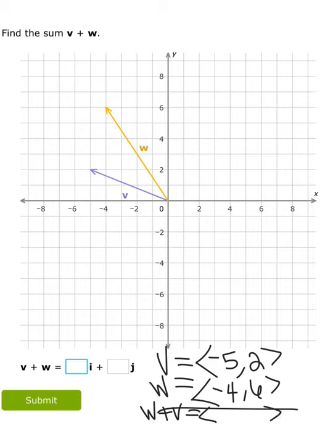-5 plus -4 would be -9. And then 2 plus 6 would be 8. So my horizontal change would have to be -9, and my vertical change would be +8. So you don't have to graph it. All you have to do is just find the sum. So that's all you would have to type in.